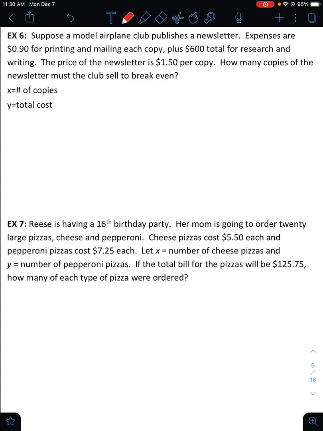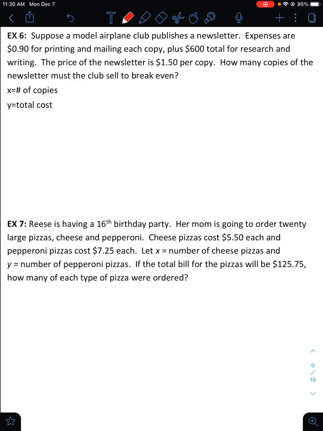Expenses are 90 cents for printing and mailing each copy, plus $600 total for research and writing. The price of the newsletter is $1.50 per copy. How many copies of the newsletter must the club sell to break even?